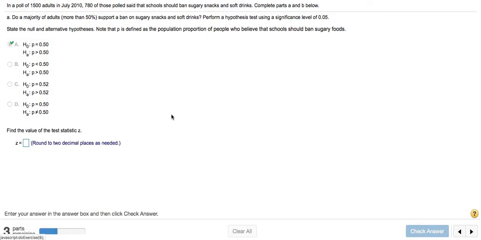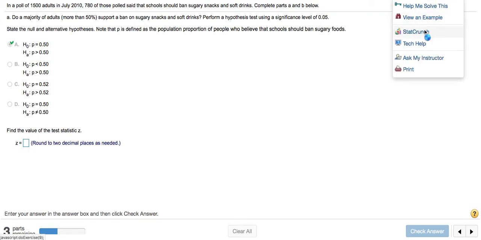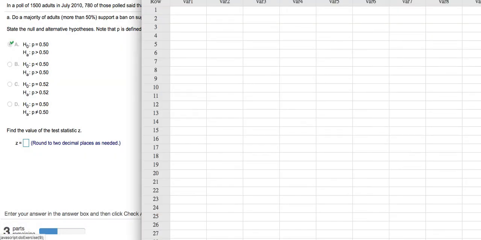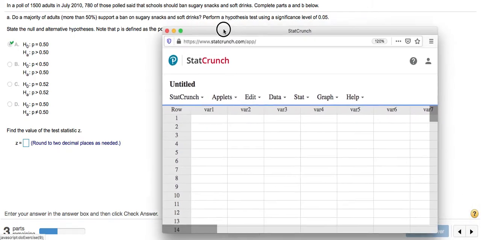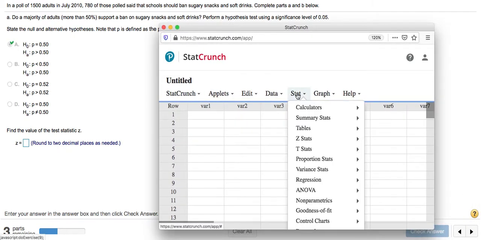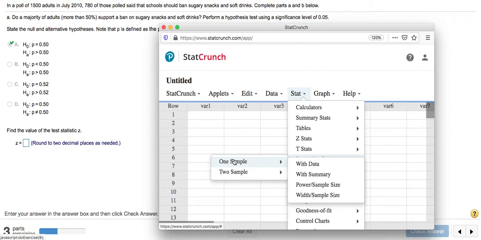And the next part asks to find the test statistic based off of the data gathered from this poll. I'm going to do this in StatCrunch. So if you go to Question Help and open up StatCrunch, we're going to open up a calculator that will do a hypothesis test for us. It's located here. You go to Stat. We're talking about proportions, so I'll go to Proportion Stat. Again, here we have one sample, and the information from the poll is summarized for us, so I'm going to go with Summary.